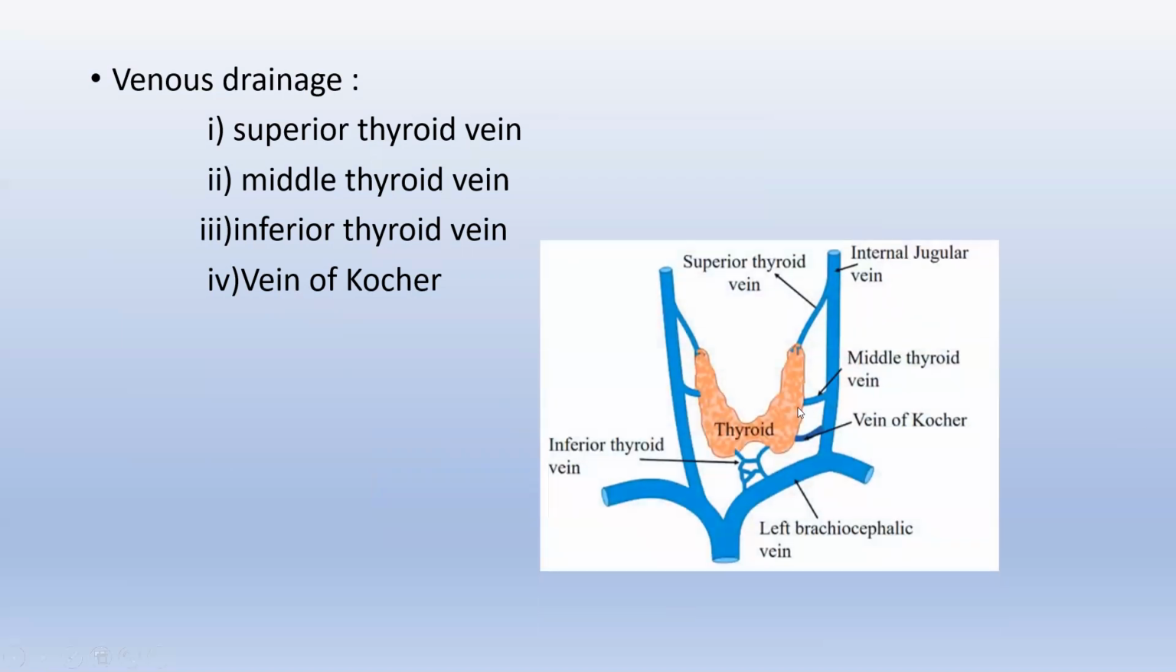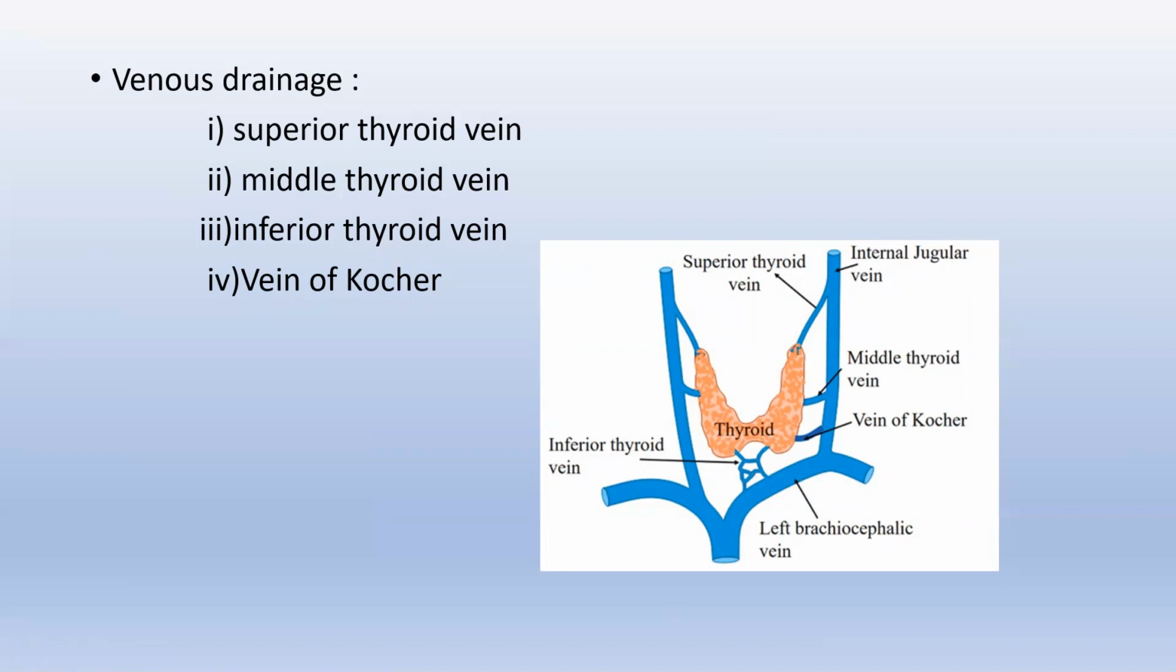So the superior thyroid vein will be draining the upper pole of the gland, and it drains into the internal jugular vein. The middle thyroid vein will be draining the middle part of the gland, and it also drains directly into the internal jugular vein. And the inferior thyroid vein emerges at the lower border of the isthmus. See here, the lower border of the isthmus, and they form a plexus in front of the trachea, and they drain directly into the left brachiocephalic vein.